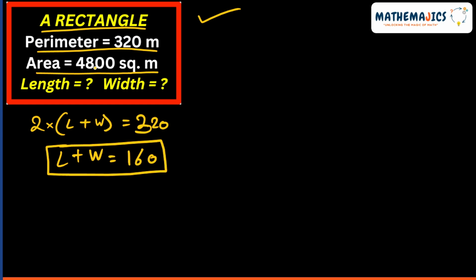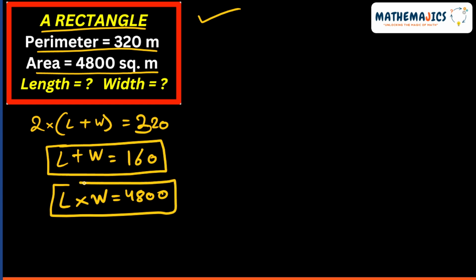Similarly, area is 4800 square meters. That means length times width is 4800. So we have two relations between length and width. Now, one way is to use these two equations and you'll get one quadratic equation, then solve that. But instead of forming a quadratic equation, we have a different way to find length and width using these two relations. What is that way?